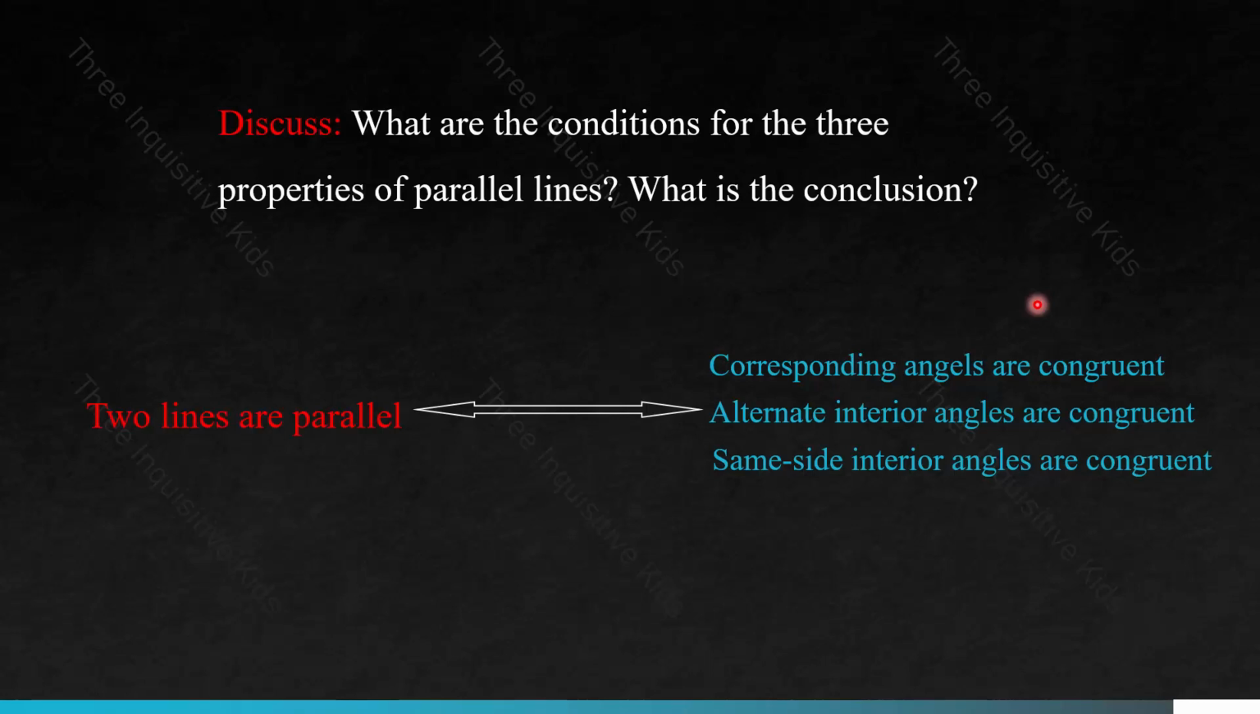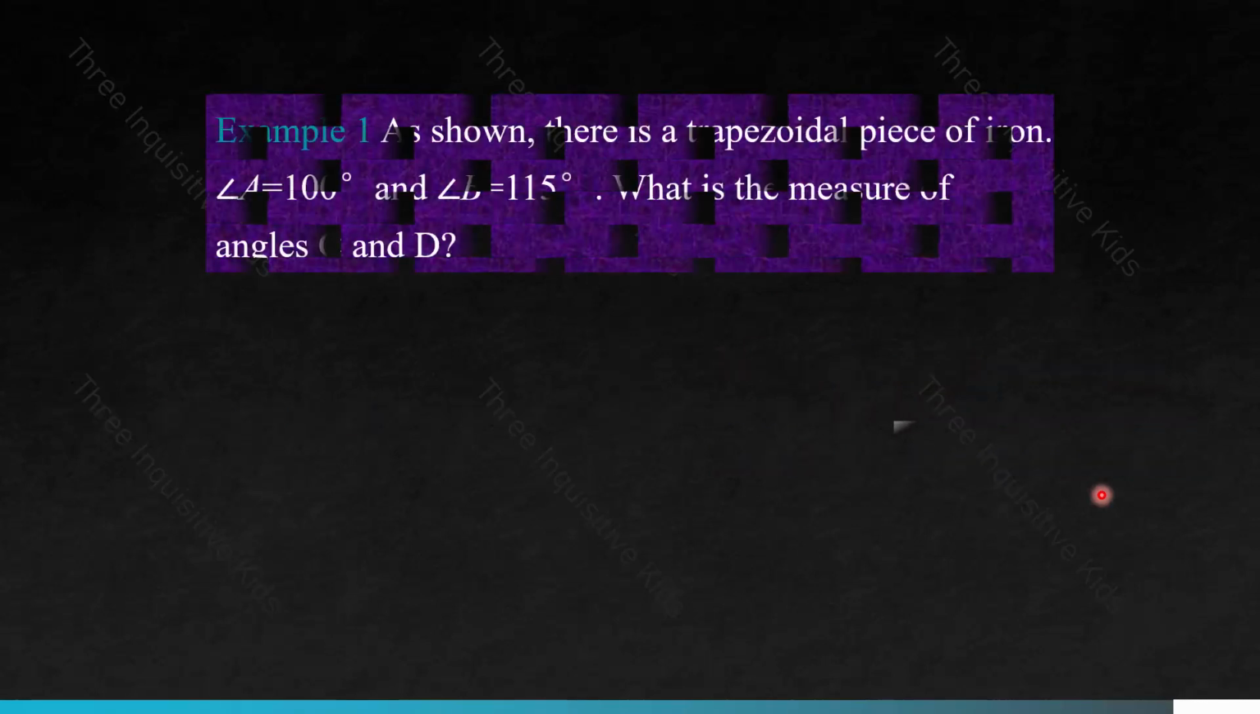Discuss. What are the conditions for the three properties of parallel lines, and what is the conclusion? If two lines are parallel, then all three of these properties are true. But also, if all three of these properties are true, then we know that the two lines are parallel.